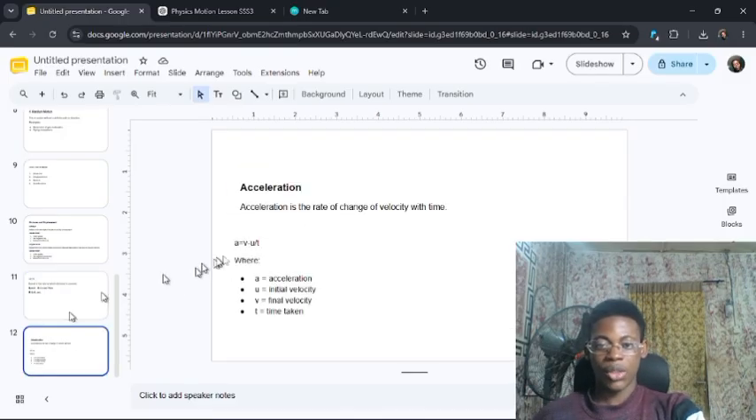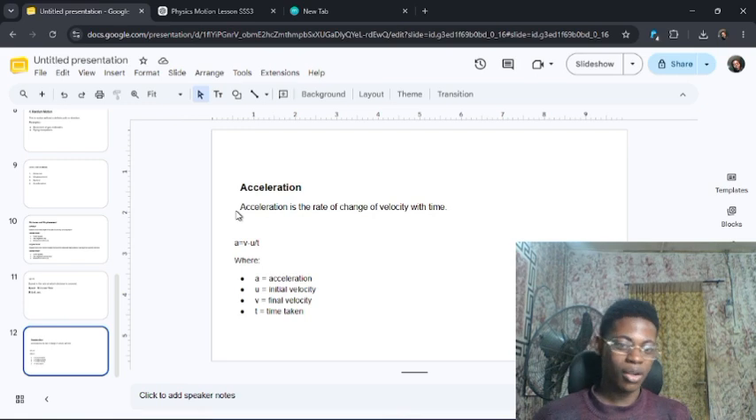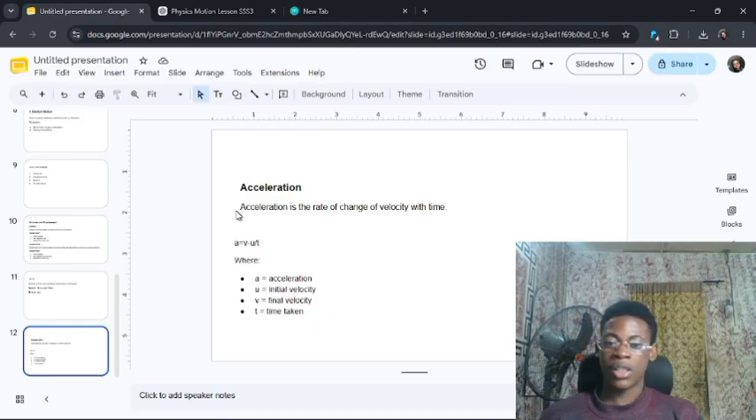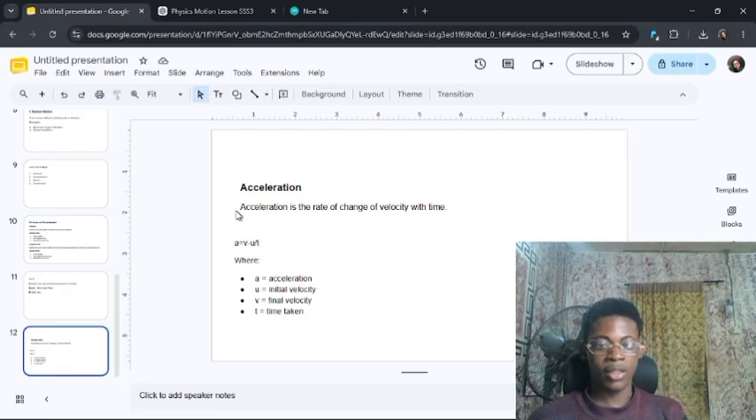So let's move to the next one, acceleration. Acceleration is the rate of change in velocity. It is the rate of change in velocity, and the formula for it is acceleration equals to final velocity minus initial velocity over the time taken. So that's what we use in calculating acceleration.